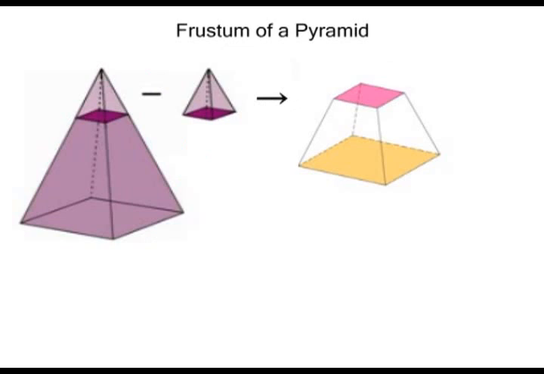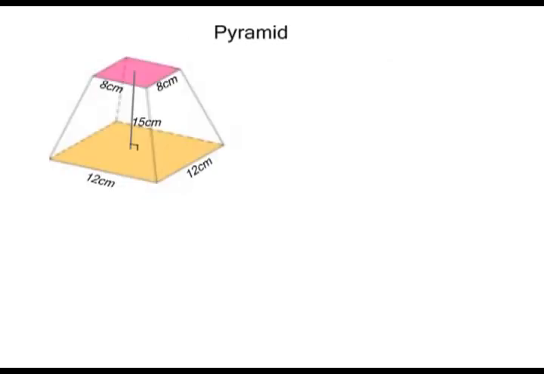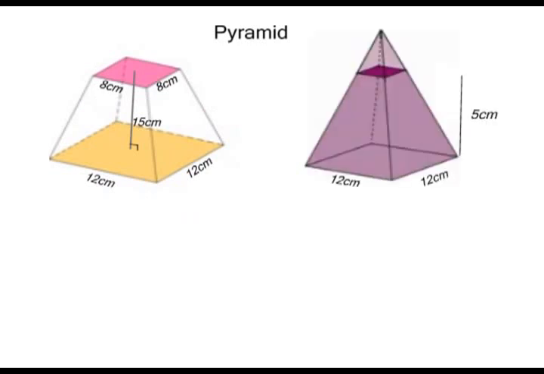Cutting off the pyramid at a given point along the perpendicular height results into a frustum. The original pyramid and the smaller pyramid obtained are similar. Volume of the frustum is equal to volume of the larger pyramid minus the volume of the smaller pyramid. For example, calculate the volume of this frustum. This is the original pyramid. Let's give this height h capital and this small one h small. We see that h capital is equal to 15 plus h small.